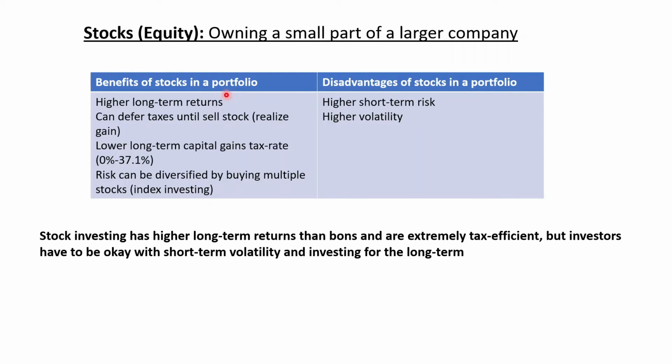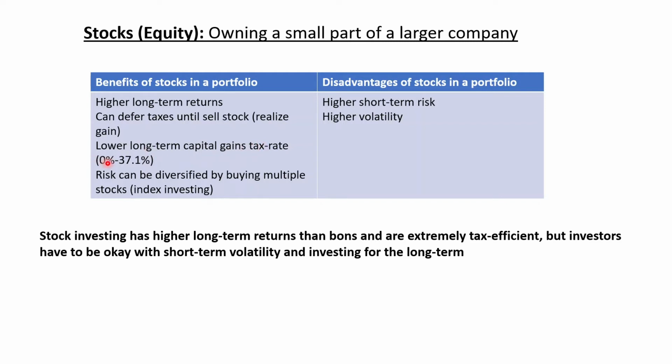So let's talk about the benefits of stocks in a portfolio. The first is that you have higher long-term returns than bonds. And again, we'll show the graphs later. The next key point is that you can defer taxes until you sell the stock or realize gains. And then there's a huge benefit of tax deferral, which we'll show again later on, that you don't really get with bonds. Another huge advantage is that there's a lower long-term capital gains tax rate.